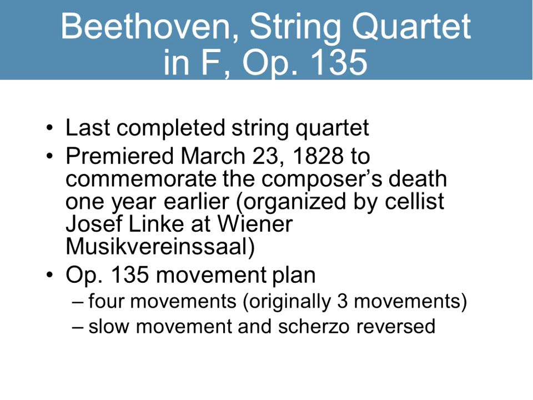It was premiered after he had passed away. Beethoven passed away in 1827, and so this was to commemorate the composer's death 1 year earlier. And it was performed in no other place than the Vienna Musikvereinssaal. And again, very unusual movement plan. So we had 4 movements. Originally it was supposed to have 3.